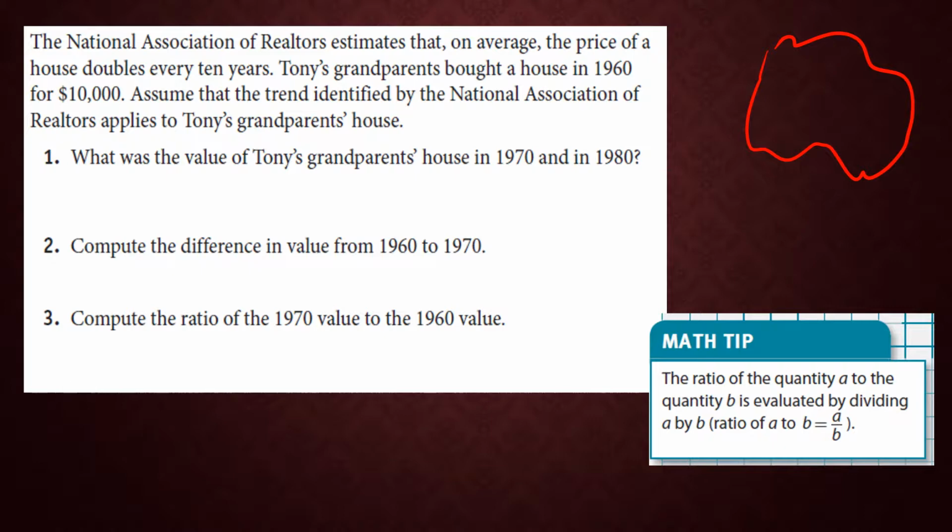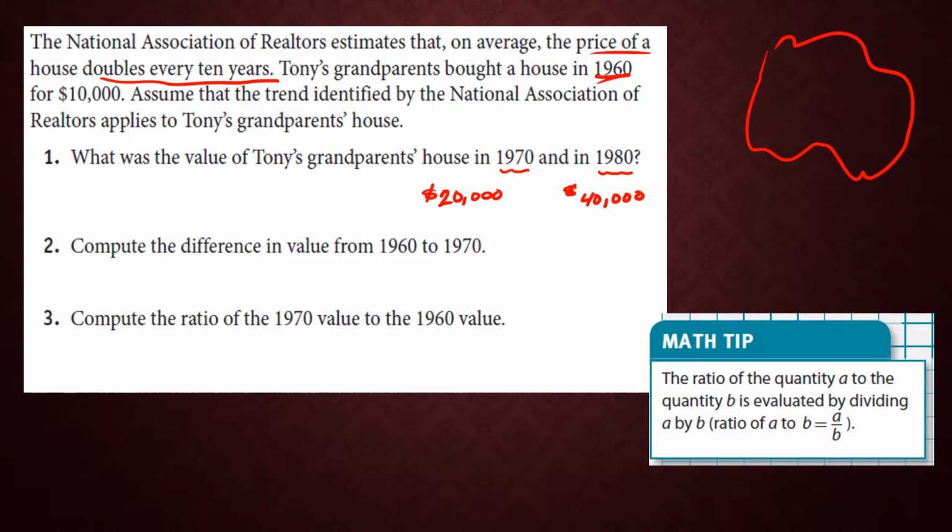So let's see here. The National Association of Realtors estimates that on average, the price of a house doubles every 10 years. Tony's grandparents bought a house in 1960 for $10,000. Assume that the trend identified by the National Association of Realtors applies to Tony's grandparents' house. So what was the value of their house in 1970 and in 1980? They bought it in 1960, and the price doubles every 10 years. So in 1970, it would be worth $20,000, and in 1980, it would be worth $40,000.